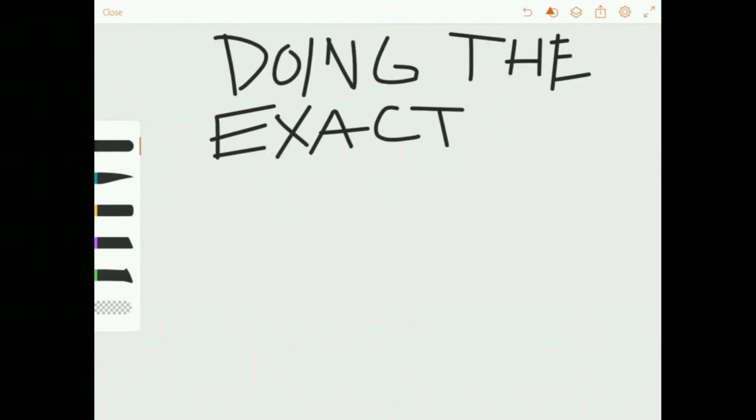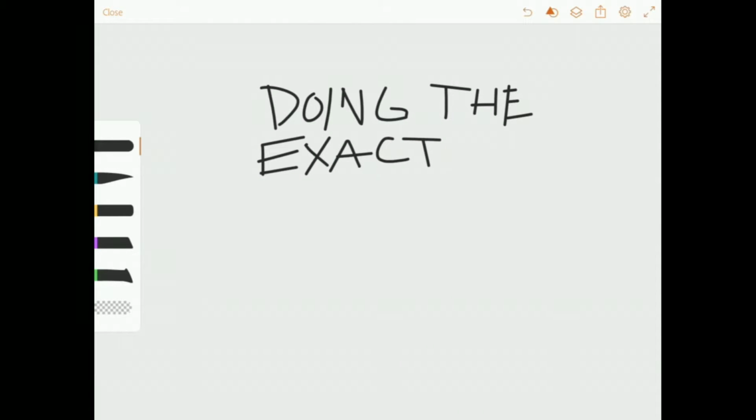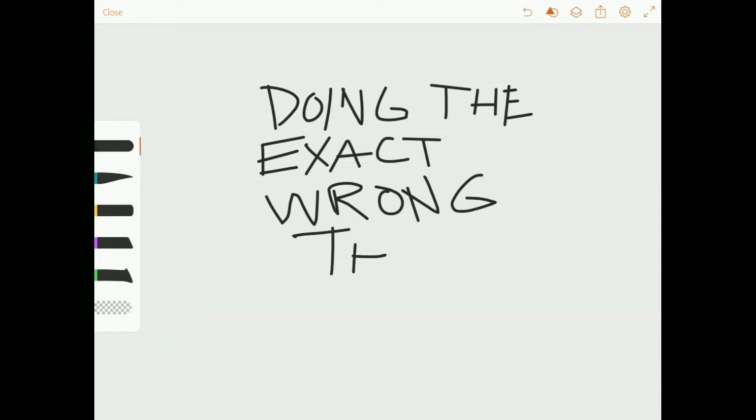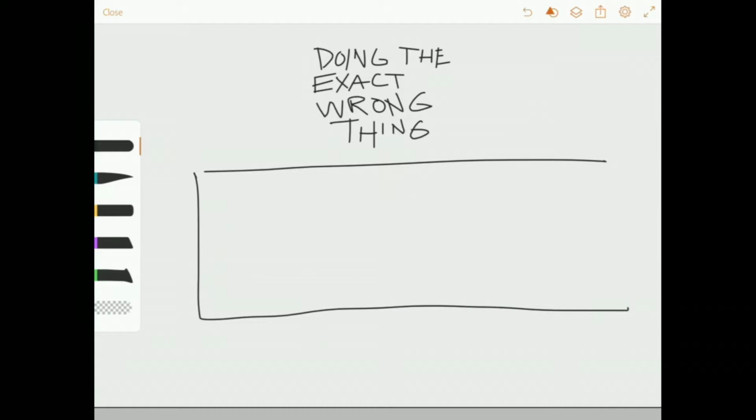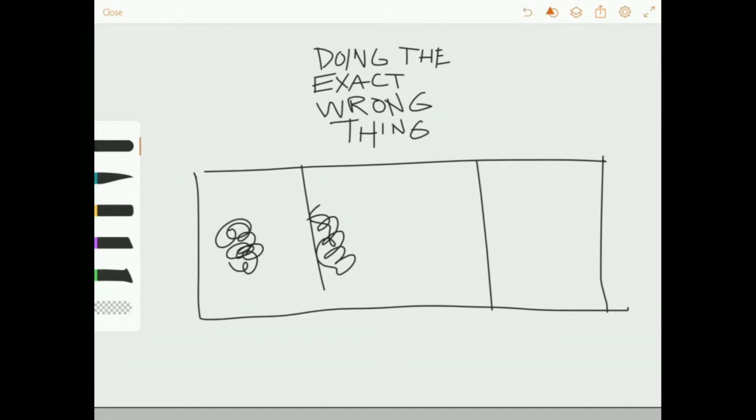Okay, here's another one. Doing the exact, can you fill that blank in for yourself? Wrong thing. I'm sure we all do this in life all the time. And this fits into the Johnny formula because what you can do with this is you talk about the exact wrong thing here and here, right? And then you do the exact wrong thing, and then you end up having to talk about it again, right? Because you just did the exact wrong thing. A lot of humor in that. Let me see if I can find a good example.